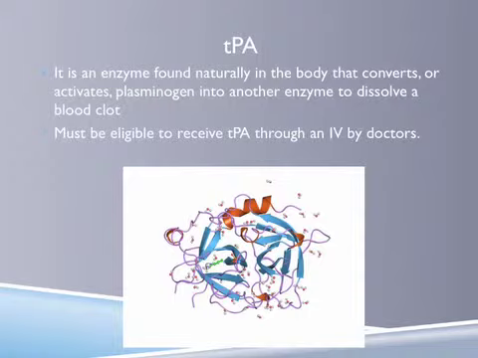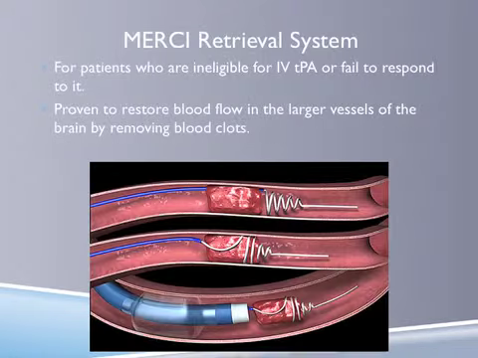TPA is not something everyone is eligible for, and not everybody is capable of using it. If that is the case, there is a third option, and that is the Merci retrieval system. In 2004, the FDA cleared this innovative treatment for patients who had failed IV TPA or did not respond to it. The system can be used for patients who are beyond the 3-hour time window and for whom none of the drugs are responsive.